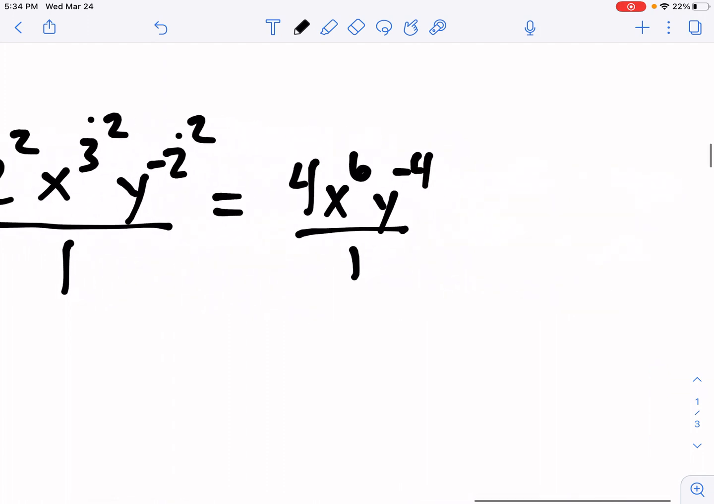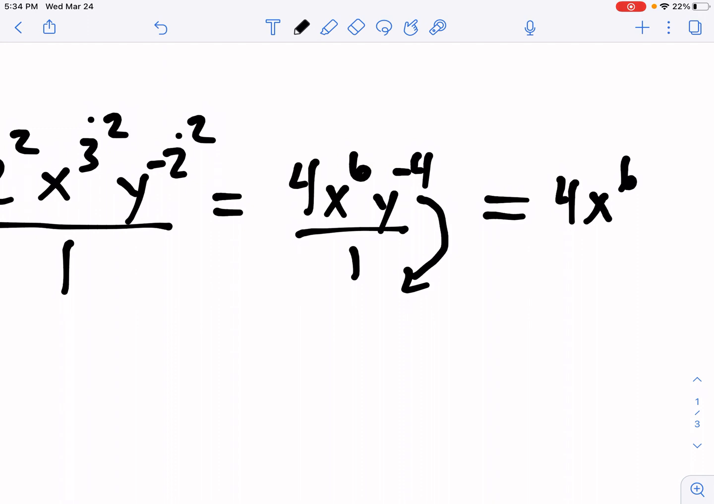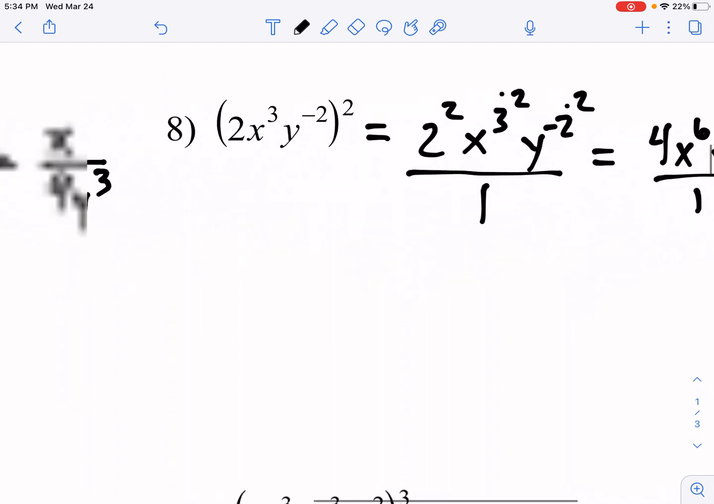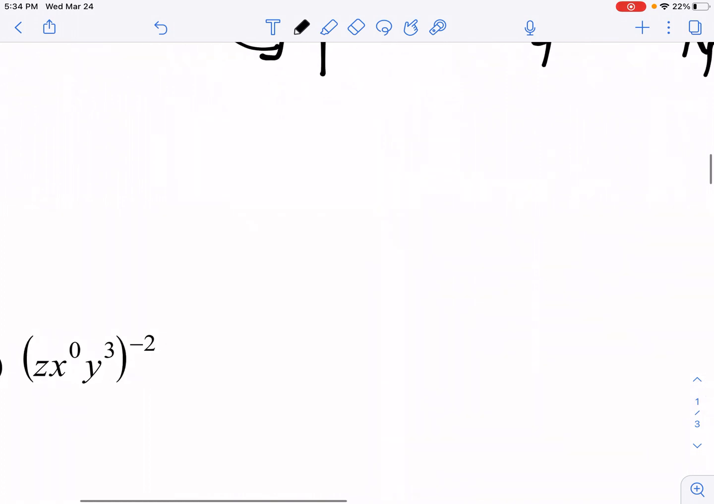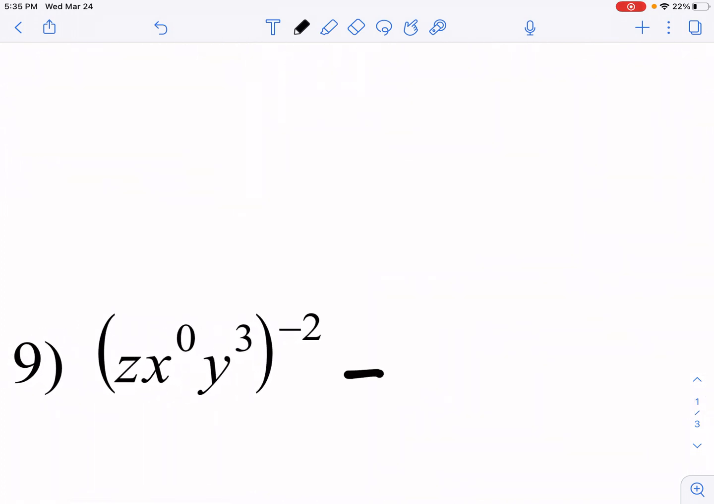Okay? So again, this is why we have it over 1, is so that in this case, this y to the negative 4th needs to flip down. So we'd have 4 x to the 6th over y to the 4th. Okay? Couple more.